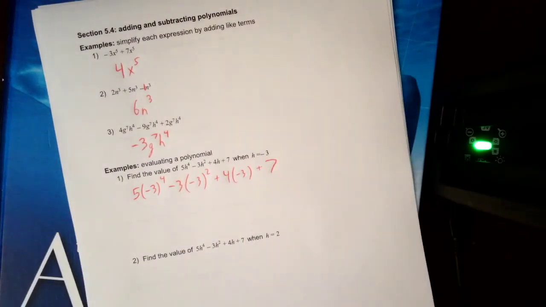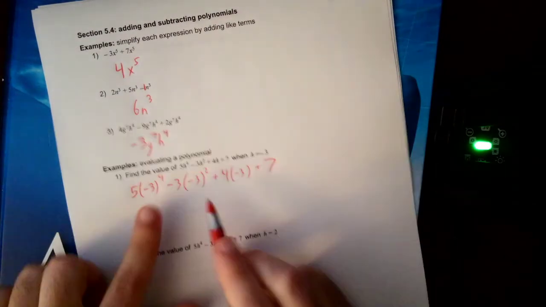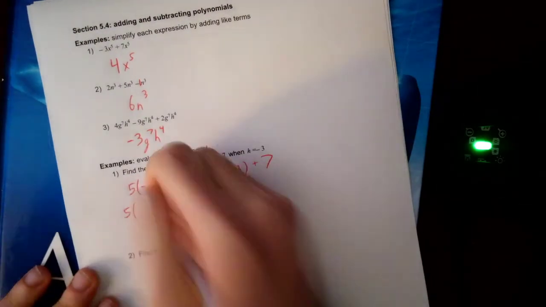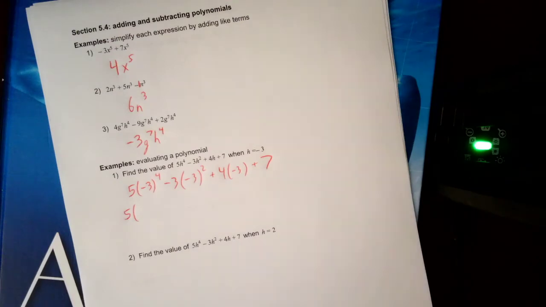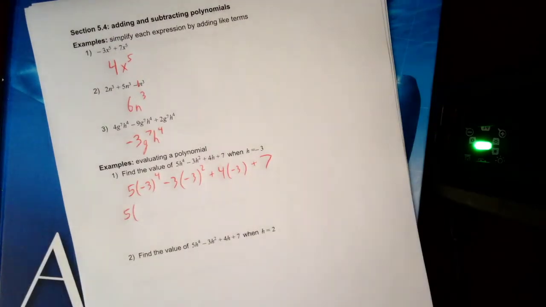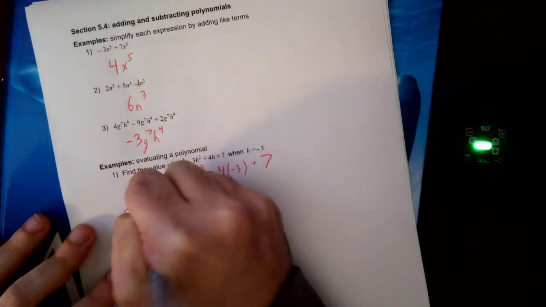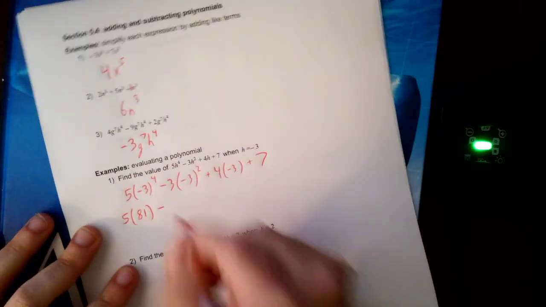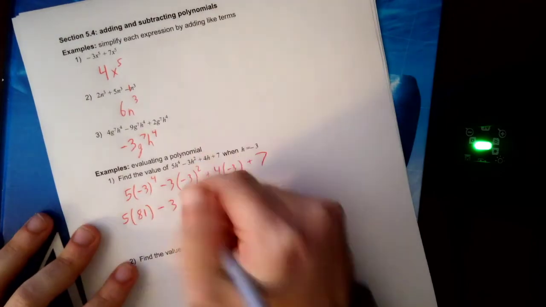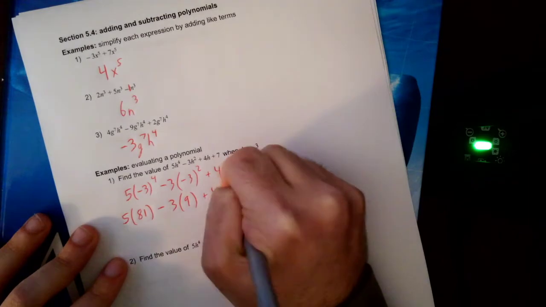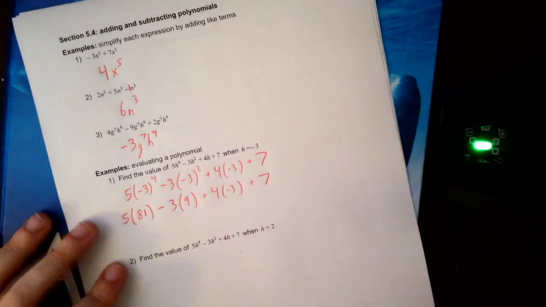And then we just follow order of operations. We evaluate exponents first. So we'll have 5 times negative 3 to the 4th, which tells me to multiply negative 3 by itself 4 times. Remember, with parentheses, you do repeat the negative. Negative 3 times negative 3 times negative 3 times negative 3 works out to be positive 81. Minus 3 times negative 3 squared, which will be 9. Plus 4 times negative 3 plus 7.